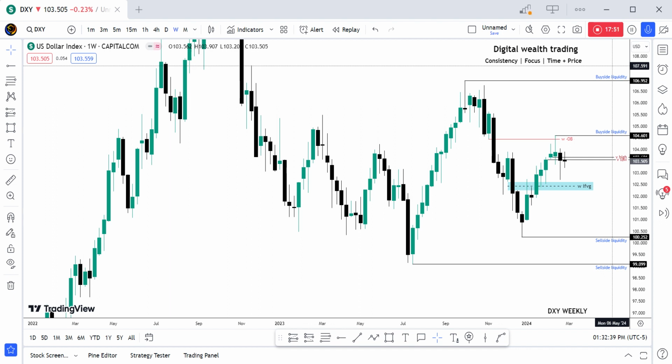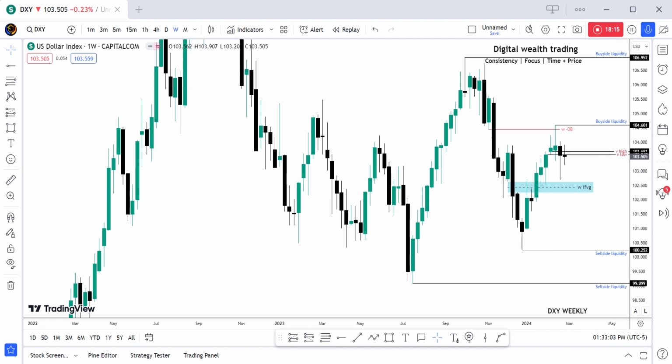On the DXY, we can see there is a volume imbalance, but please note this volume imbalance is showing on TradingView, while on MT5 it is showing an inversion fair value gap. Now you see the difference. But I'm going to work with the volume imbalance. It's an inversion volume imbalance because we have traded below it, and we also closed below that inversion fair value gap.